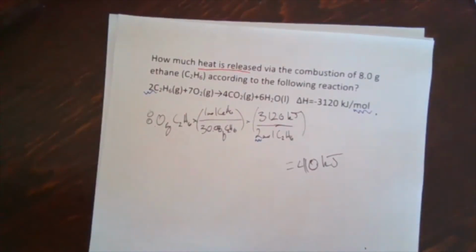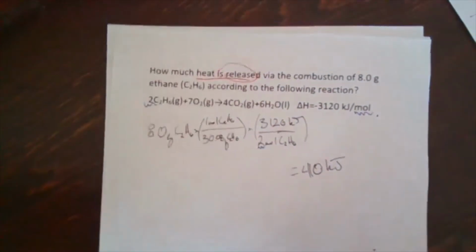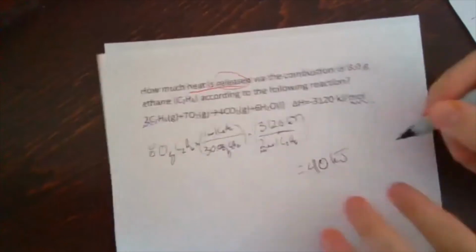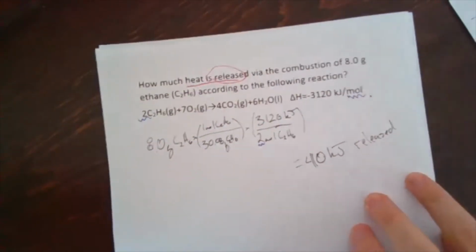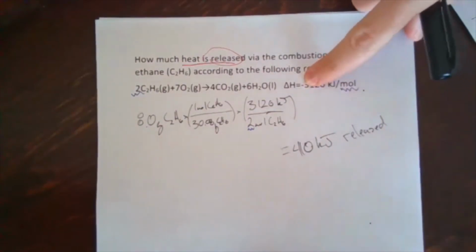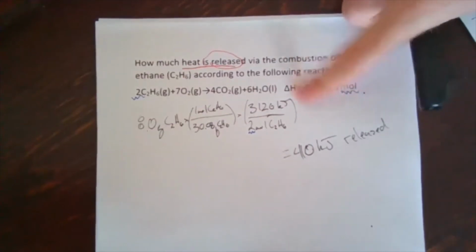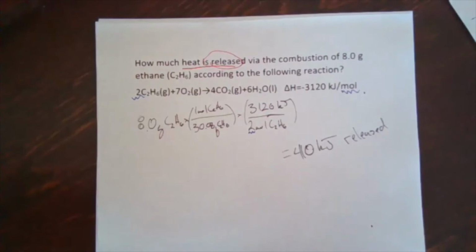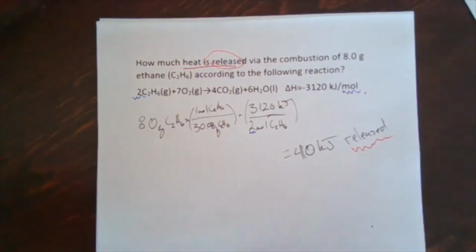There is a smidge of nuance because you'll note it says released. So how much heat is released? The official answer would be 410 kilojoules released. You will note there's a negative number right there. This is an exothermic reaction, right? It's implied that this is a product. We don't put a negative right here because we use that word. We would say it's 410 kilojoules of heat released.